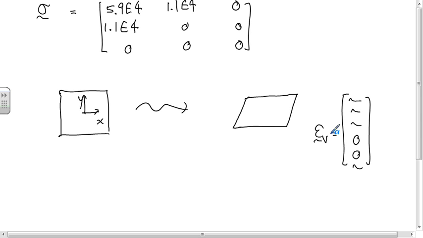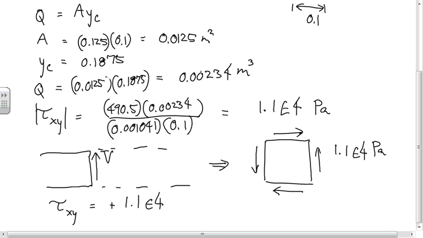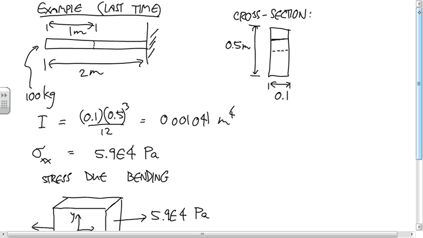Any questions about that problem? Okay. If I had asked you for the stress at the top or the bottom, there would have been a stress due to bending, but none due to shear. If I would have asked you at the middle, there would have been a stress due to shear, but none due to bending. Okay.